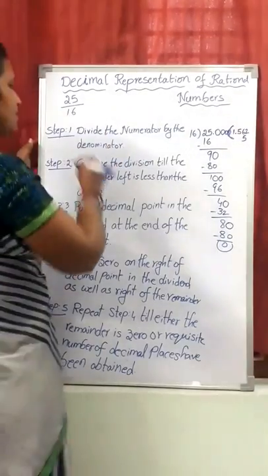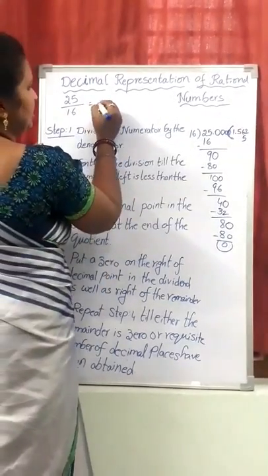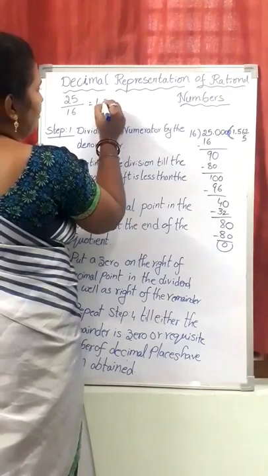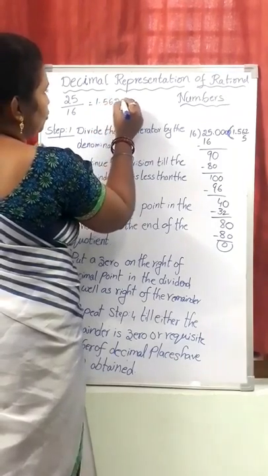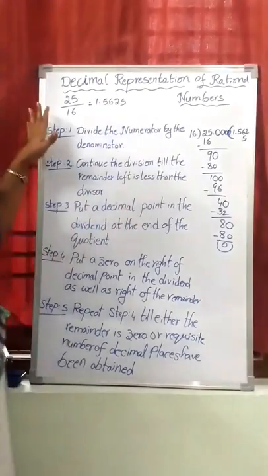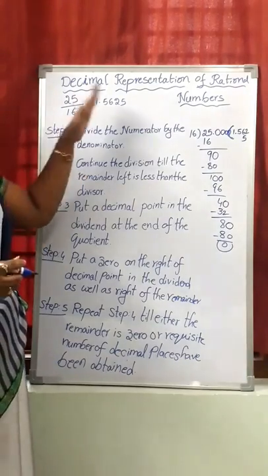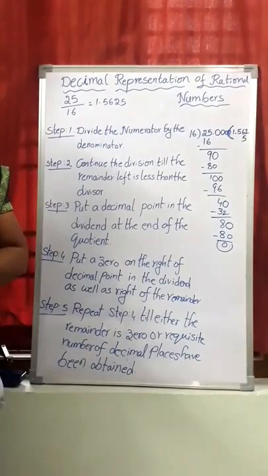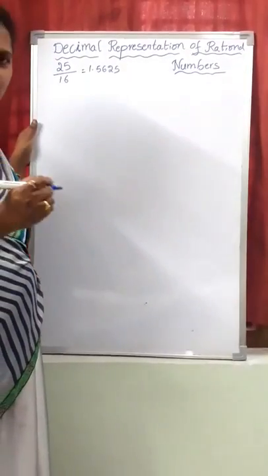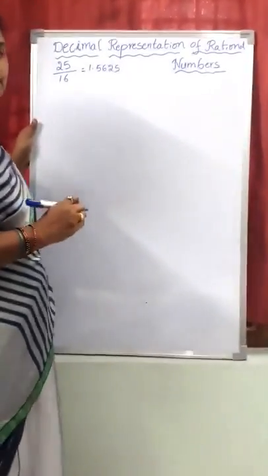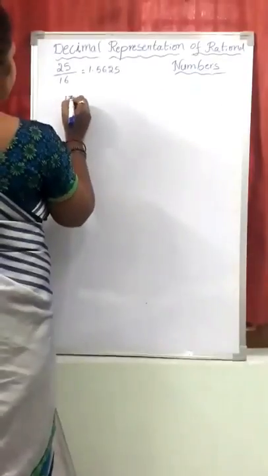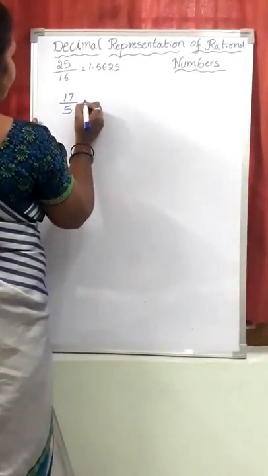Now the decimal representation of 25 by 16 is 1.5625. Like this we can represent any rational number in decimal form. Okay, now let us see one more example. So I am taking now 17 by 5.